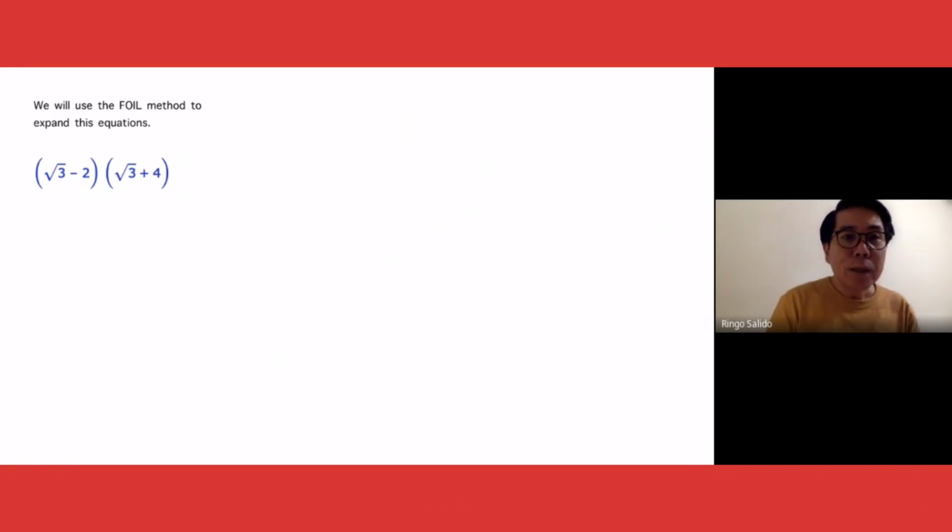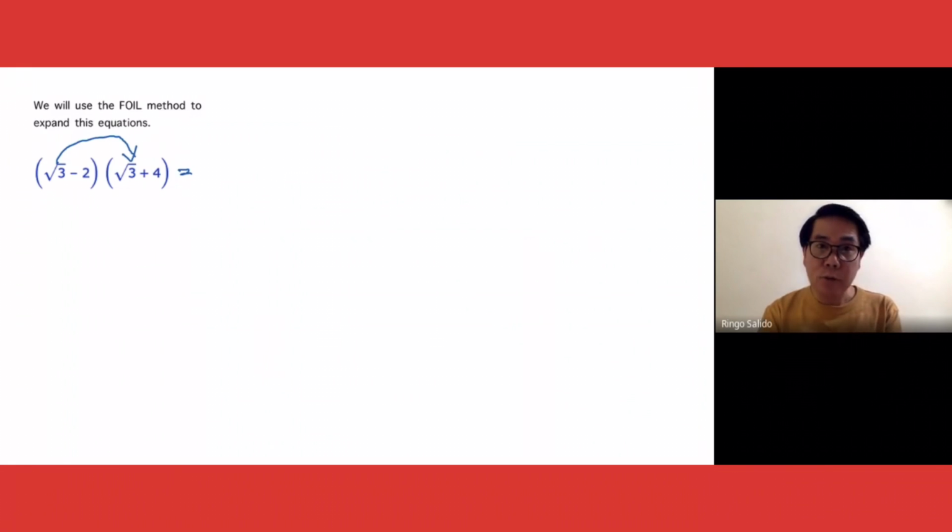Now, we will use the FOIL method to expand this expression. We have open bracket, square root of 3 minus 2, close bracket, times open bracket, square root of 3 plus 4, close bracket. Using the FOIL method, FOIL means F for first, O for outside, I for inside, and L for last. So first, let's have the F.